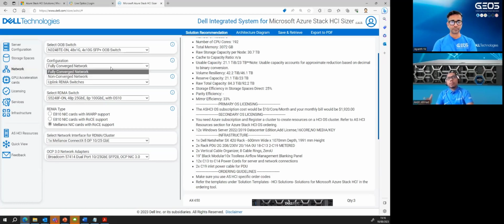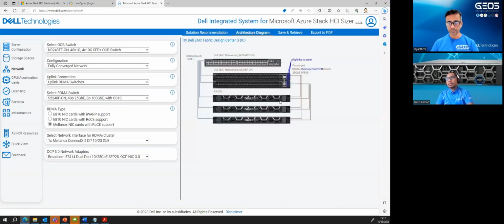So we have an option whether you want a fully converged or non-converged network. So this is for scalable. Fully converged means, if you click fully converged and then you see the architecture diagram, from the same link, from the same physical port, you will have your virtual network for your host and VM traffic, and also for your storage traffic.